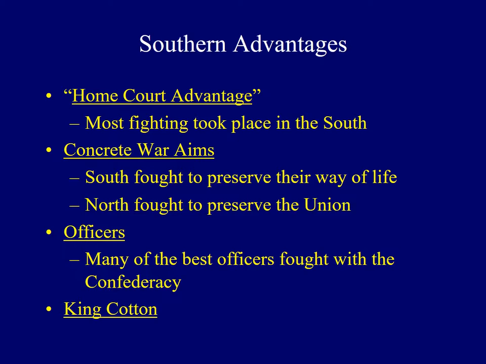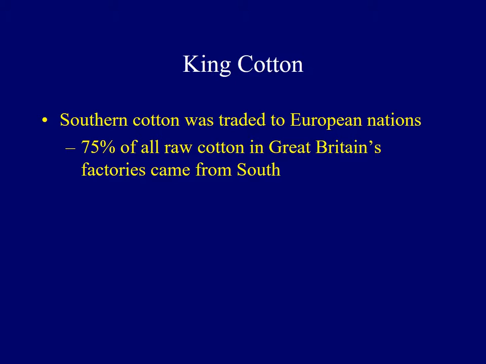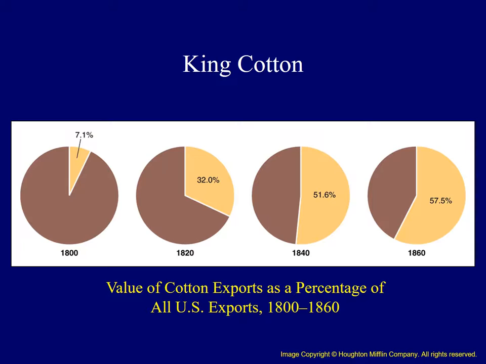One final Southern advantage was described as King Cotton. Tremendous amounts of cotton was shipped to European nations in the years before the Civil War. British textile mills received 75% of their raw cotton from the American South. The economic ties between the South and Europe were quite strong. If you remember this slide, also from Lecture 13, it reflects the tremendous levels of cotton exported, primarily to European markets.